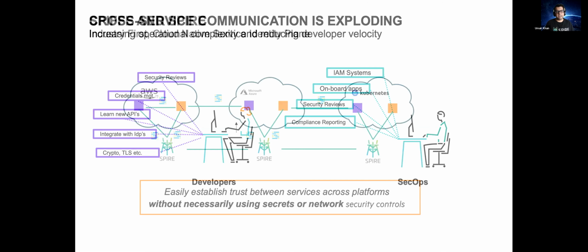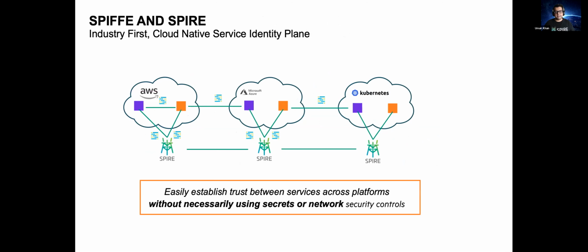What SPIFFE and SPIRE enable is a standard, consistent identity plane across all your cloud and container-based apps and services. They do so by providing strongly attested cryptographic identities that are platform agnostic. So you're able to establish trust for your software services without the need to rely on any network-based controls or secret-based solutions.